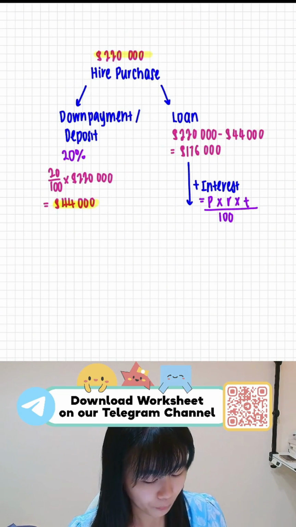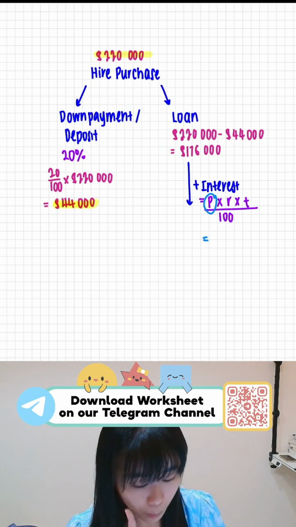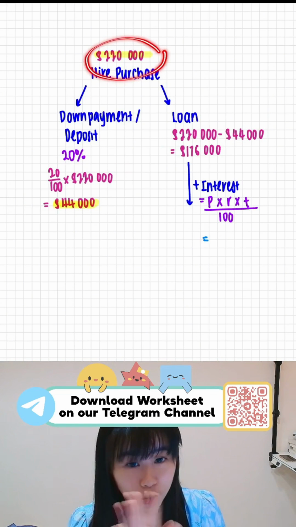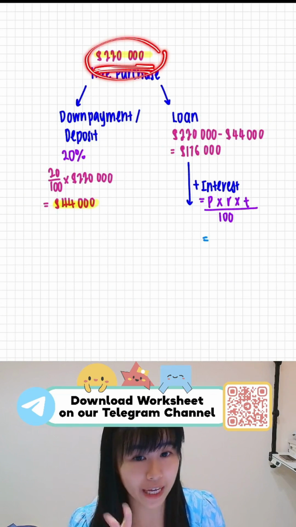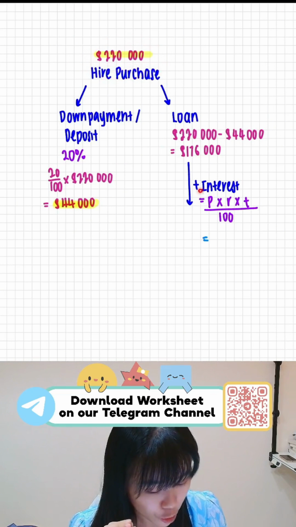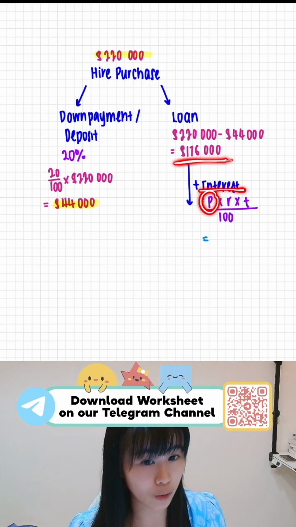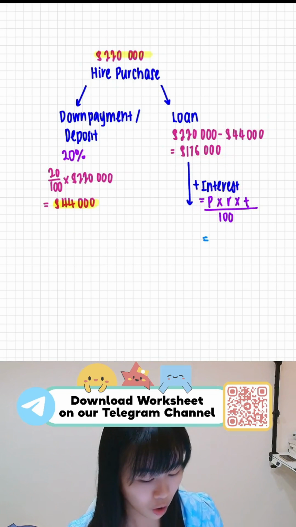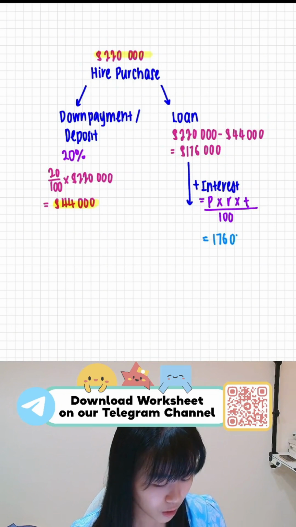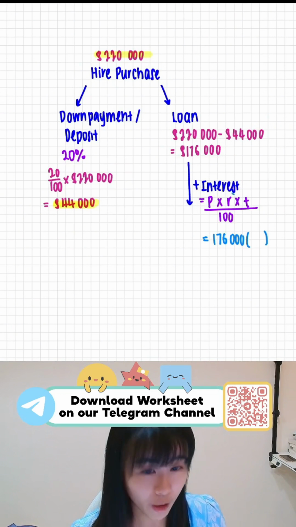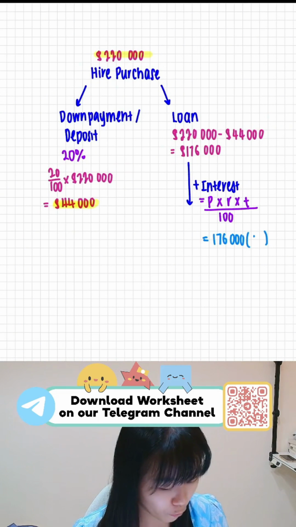Now, how do you find the interest? What is your principal? Please don't take the original price, because this is not the money that you are borrowing. Your interest must be charged on your principal. So the principal must come from the money that you are borrowing, which is 176,000. So it's 176,000 multiplied by 4, since you all told me 4%.